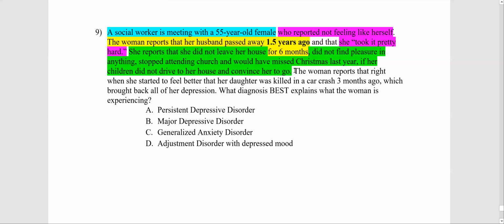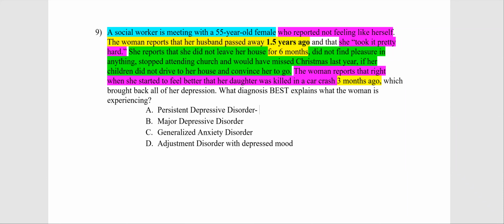She reports that right when she started to feel better, her daughter was killed in a car crash 3 months ago. Any length of time, hop on top of it. Why? It paints the picture of what we're looking at, which brought back all the depression. What diagnosis best explains what the woman is experiencing? So let's break down each diagnosis and go from there.